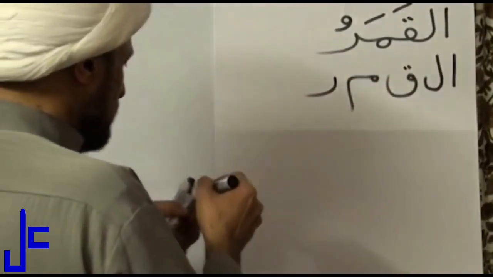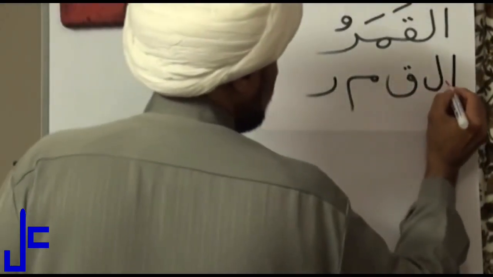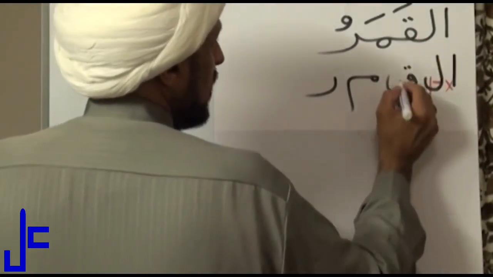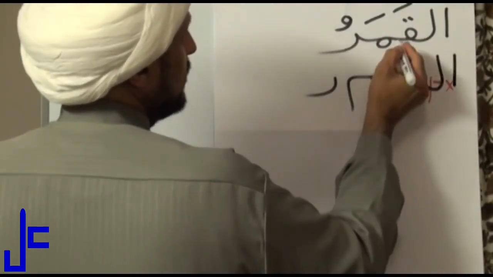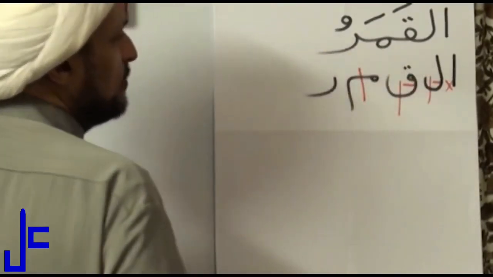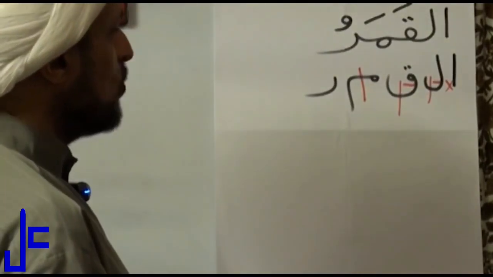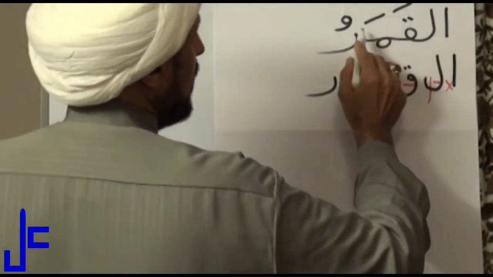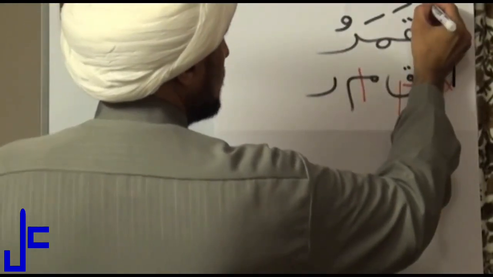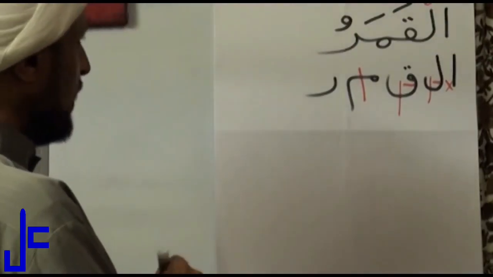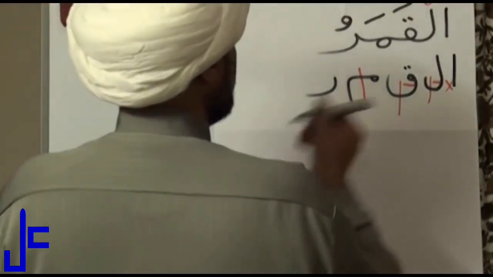Al-Qamar. Remember, alif does not get connected from the left hand side. Lam, we cut the tail and stretched it. Qaf, we cut the tail and stretched it. Mim, we cut the tail and kept it there. And then we connected the mim with ra. So you see how this is connected? Al-Qamar. So lam has a sukoon on it, and alif has a fatha on it.